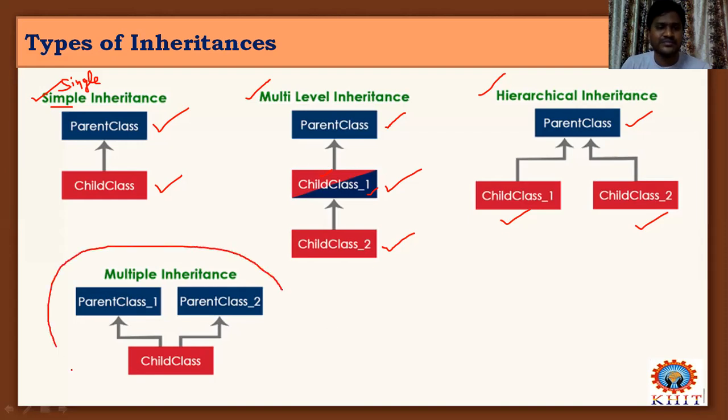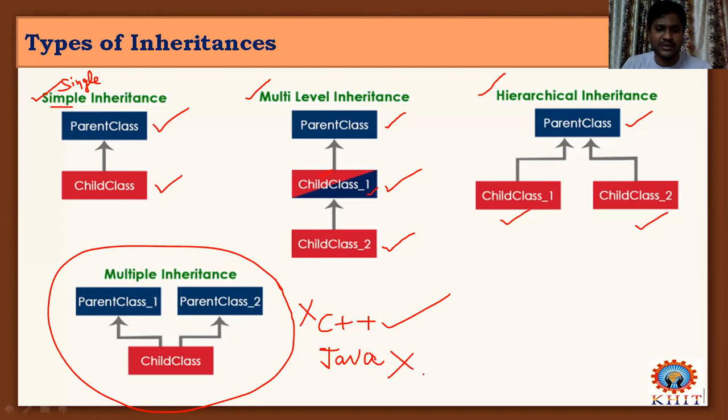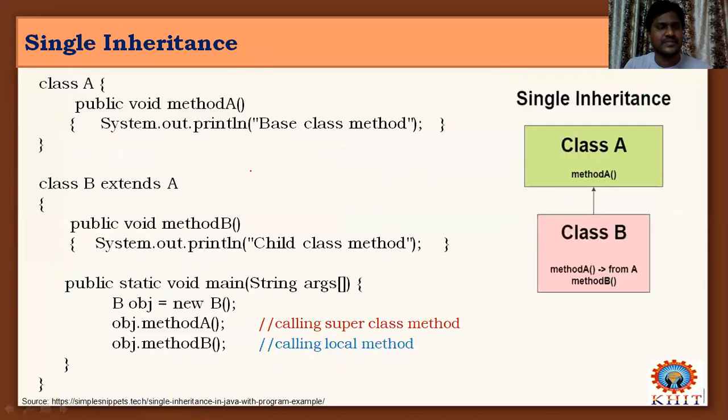And coming to the last one, multiple inheritance. This type of inheritance is not supported by the Java language, though in C++ it is allowed. In Java it is not allowed, but we can implement multiple inheritance using the interface concept, and we'll discuss that in the next chapter of unit 3. Coming to the individual ones, we will discuss them one by one now.